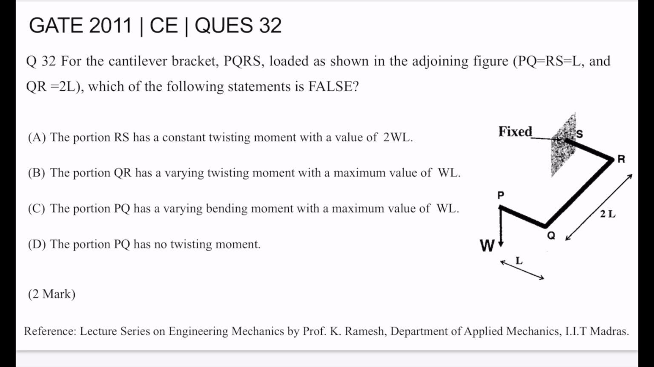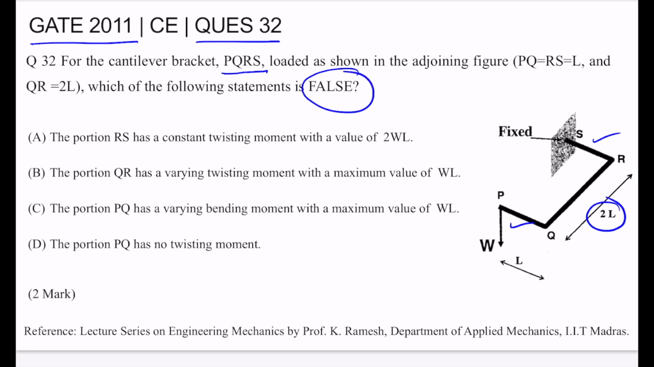Hello everyone, so today I'll be covering question number 32 of GATE 2011. For the cantilever bracket PQRS loaded as shown in the adjoining figure, PQ equal to RS equal to L and QR equal to 2L. Which of the following statements is false?